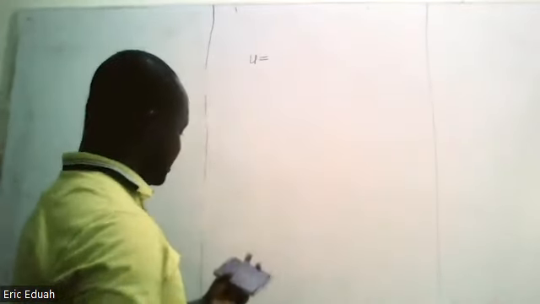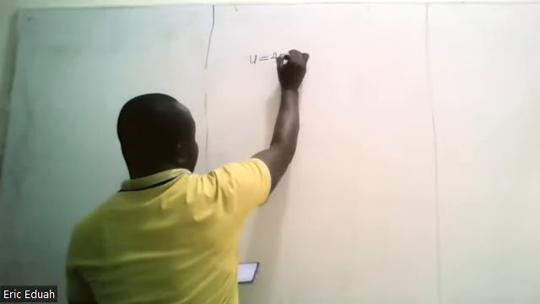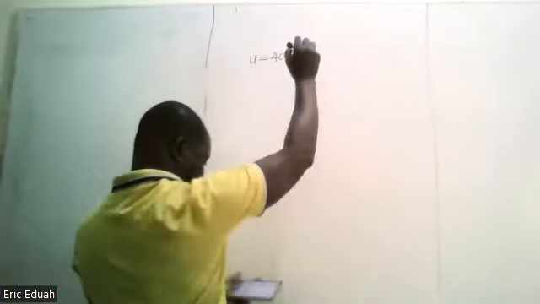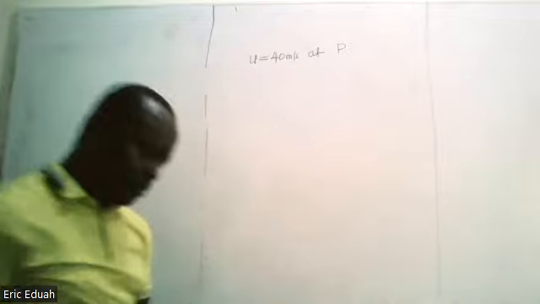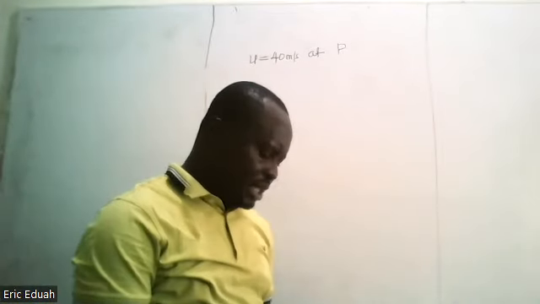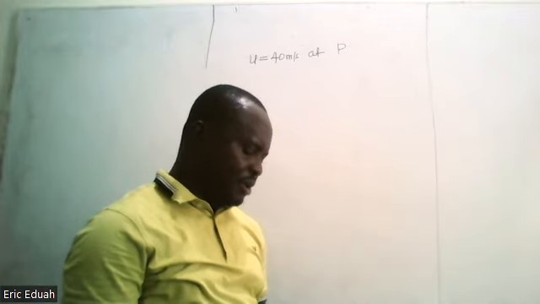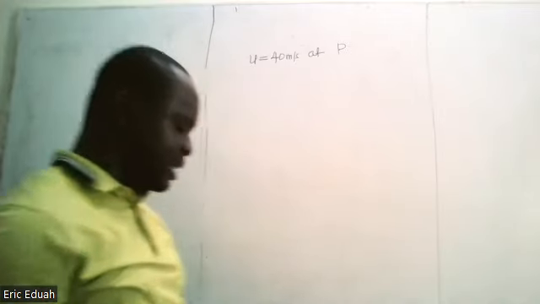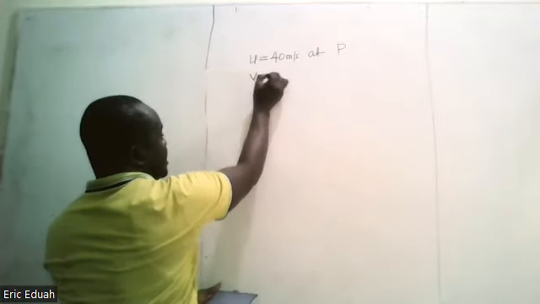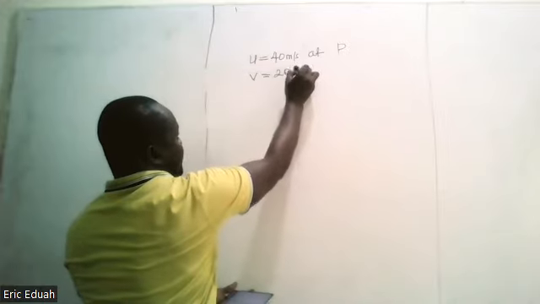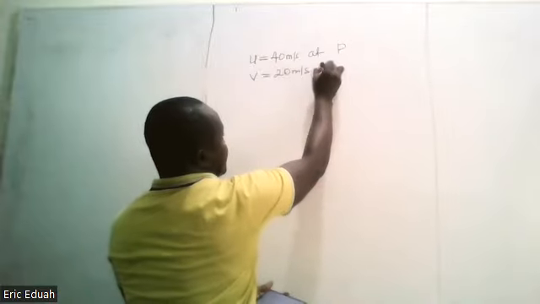So it is given an initial velocity of 40 meters per second at a point P. The body decelerates uniformly and attains a velocity of 20 meters per second at a point X.